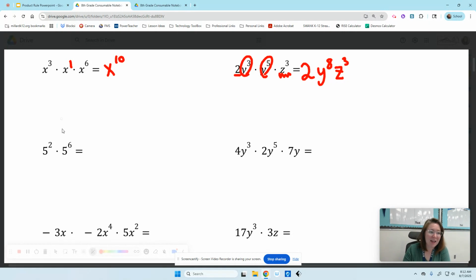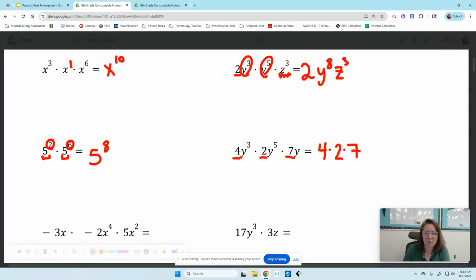Okay, 5 has an exponent, so do we do something with it? We do not do anything with it, whatever it is. 5 has an exponent, so we leave the 5 alone, and we just do 2 plus 6 is 8, 5 to the power of 8. 4 does not have an exponent, so we do not leave it alone. 2 does not have an exponent, so we do not leave it alone. 7 does not have an exponent, so we do not leave it alone.